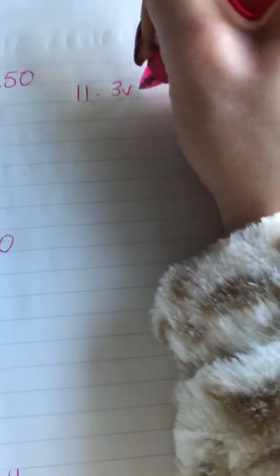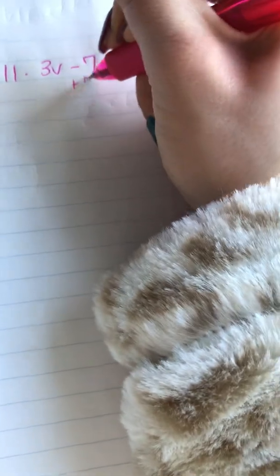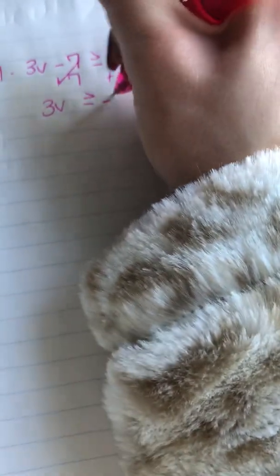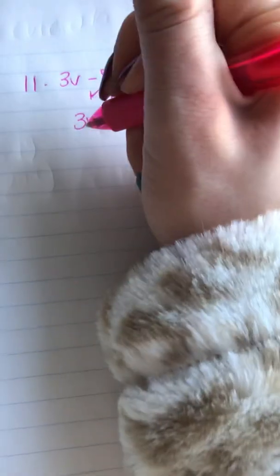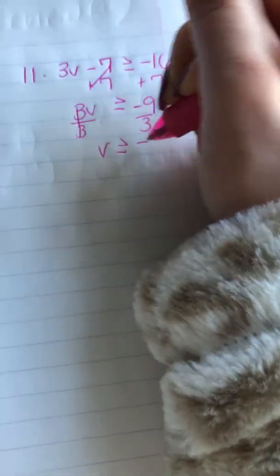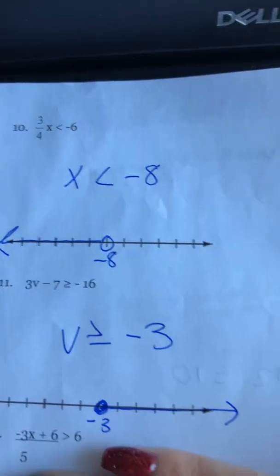All right, number 11. I have 3v minus 7 is greater than or equal to negative 16. I need to add 7 to both sides. I get 3v is greater than or equal to -9. I need to divide both sides by 3. I get v is greater than or equal to -3. So when I go to graph this, it'll be a closed circle on -3 going to the right.